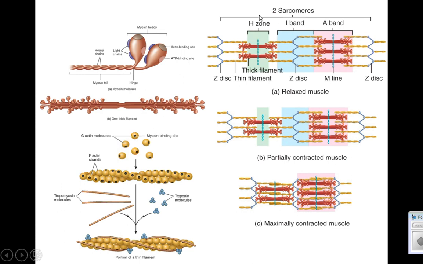Okay, we're showing two sarcomeres. We're really highlighting H-zone, I-band, and A-band. H-zone, once again, remember, is just the thick. I-band is just the thin. A-band is the entirety of the thick.